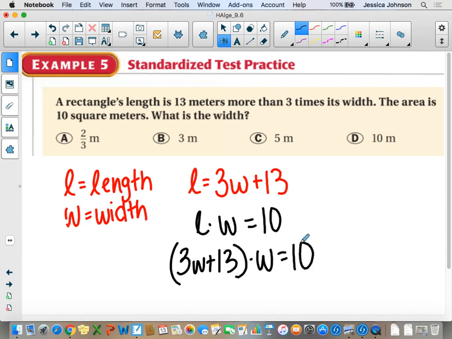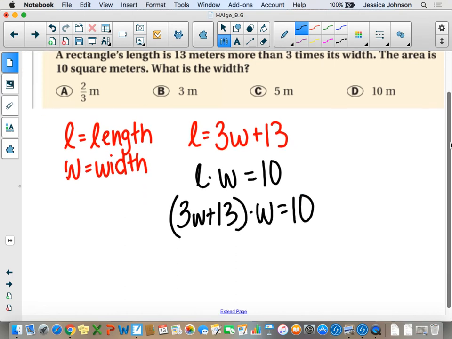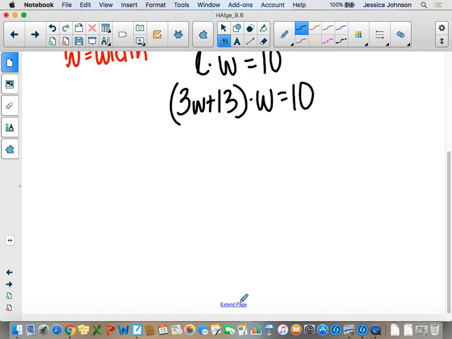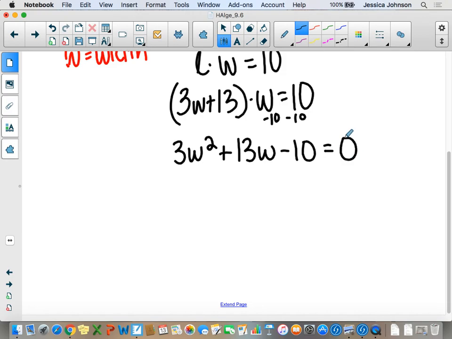Okay, so now, remember when you're solving a polynomial, your first step is to make sure your expression equals 0, so that then you can factor the expression. So I'm going to distribute the W, so I'm going to get 3W squared plus 13W, and I'm going to subtract the 10 from this side over to this side, so that's going to be minus 10. Okay, my last step is to do exactly what we were just doing. I'm going to factor this expression.